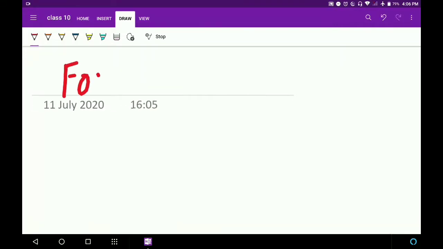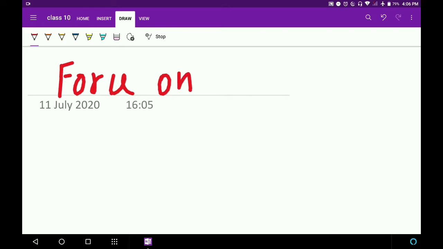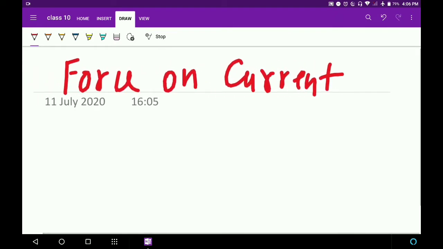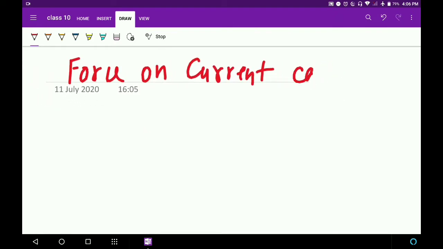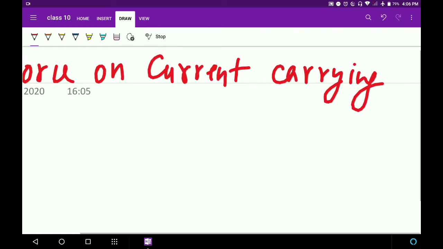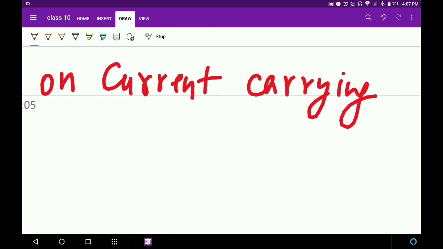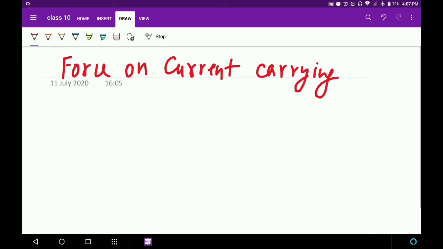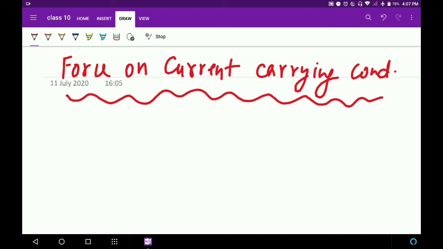Force on current carrying conductor. Okay, so this is the topic which we are going to deal today.